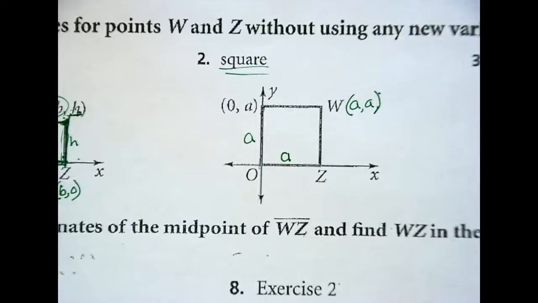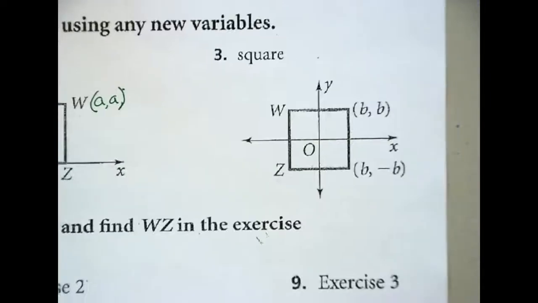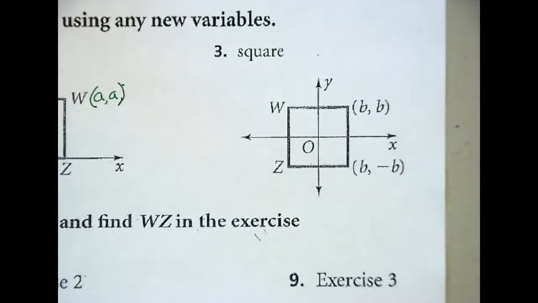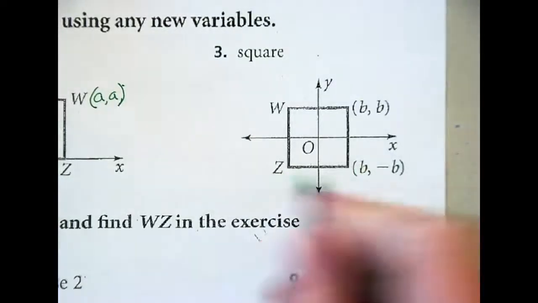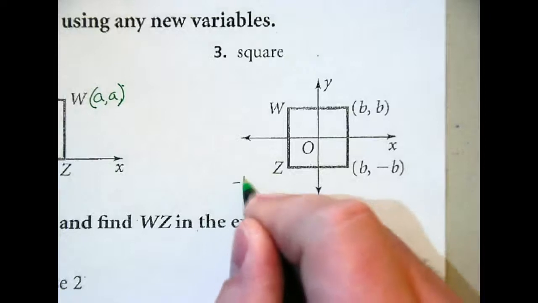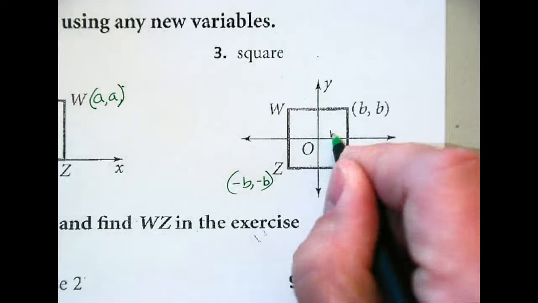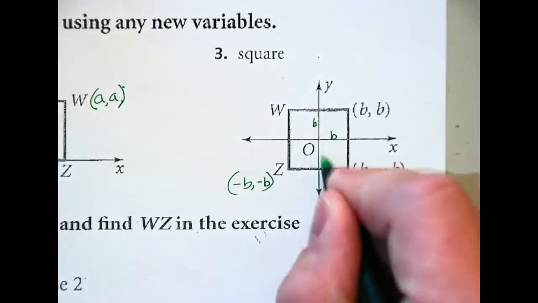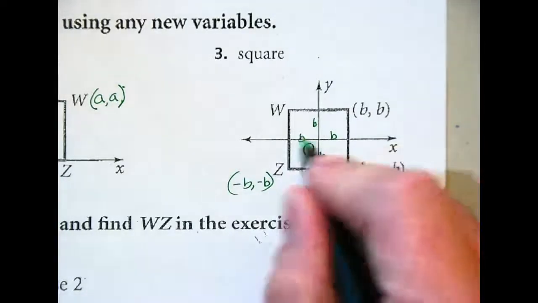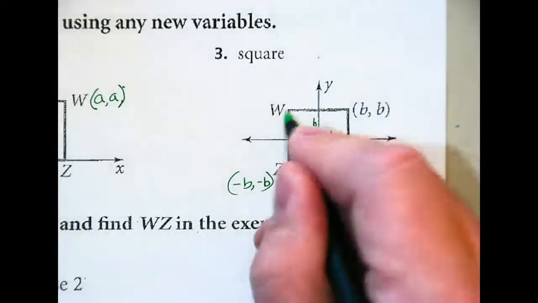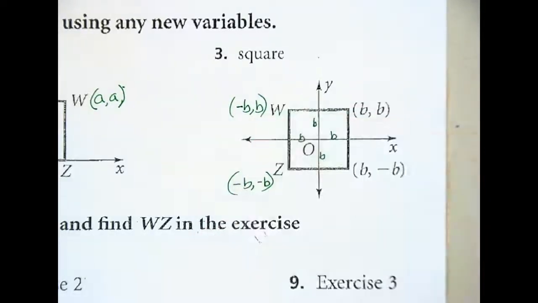Okay, number 3 is also a square. Go ahead and tell your neighbor what the coordinates of W and Z are. Okay, let's see. What's Z? Negative b, negative b. Very good. This length is b, this length is b. It's just going down, so that's negative b, which means this length is also going to be b, because they have to be the same. Therefore, this right here is negative b. Any questions?